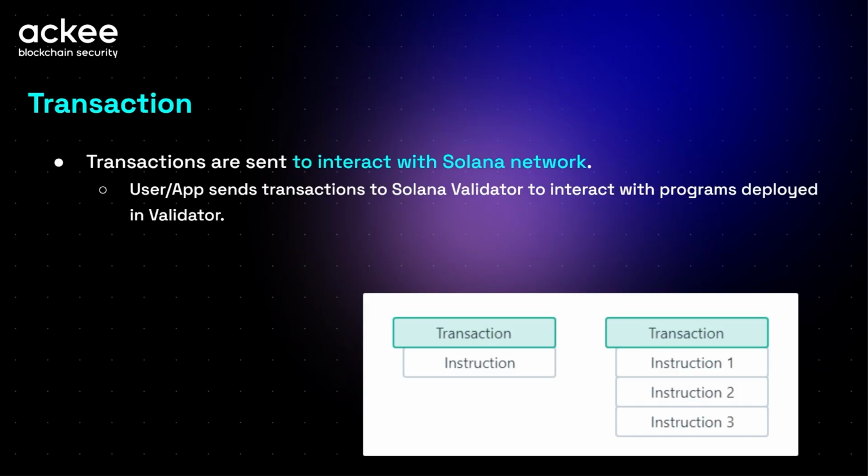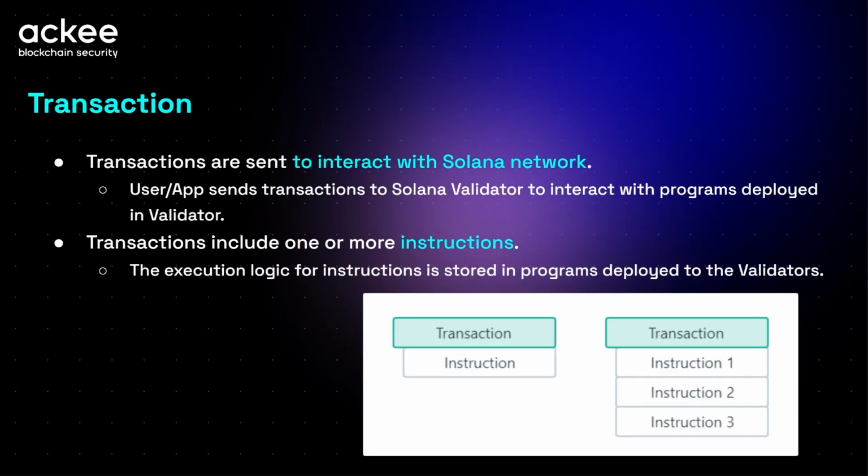But the second option here, as I have specified also the user, you can do this also as a developer. You will see this in TypeScript code. It is really easy, just, I would say, 10 lines of code. You can create a new transaction, add the system program transfer to it, and you can basically transfer funds between users. So yes, it is this simple. Transactions include one or more instructions. The execution logic for instructions is stored in programs deployed to the validators.